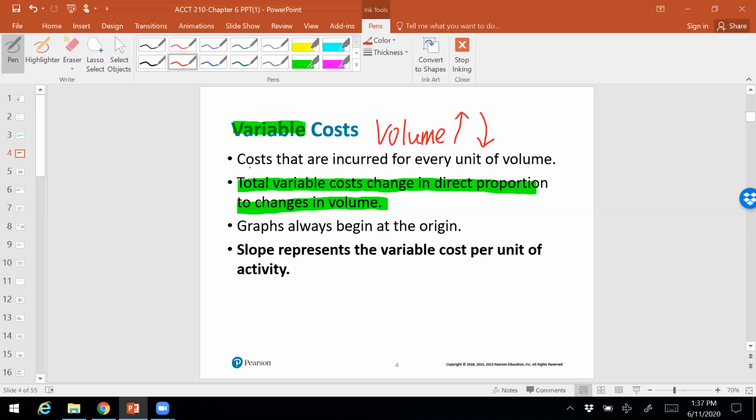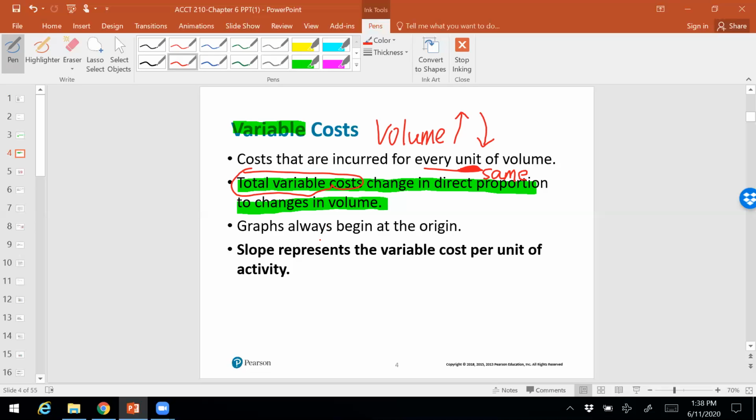So it focuses on the total variable cost, right? So it focuses on total. But if we just say for each unit, then it will be constant. Okay, so for each unit, it's the same. But for total variable cost, it changes with the volume change.